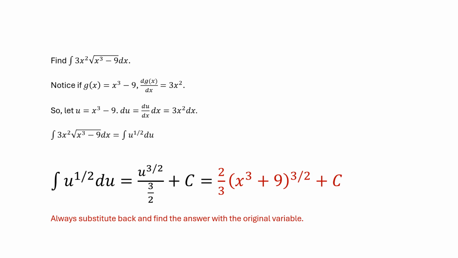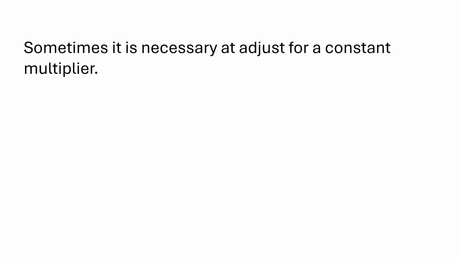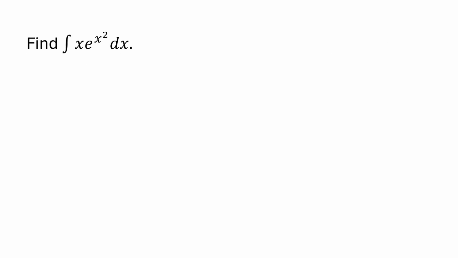Then we would substitute back for u. u is x cubed minus 9. So we get, just flipping this denominator, 2/3 times x cubed minus 9 to the 3/2 plus c. Always substitute back, and find the answer with the original variable. Sometimes it's necessary to adjust for a constant multiplier.